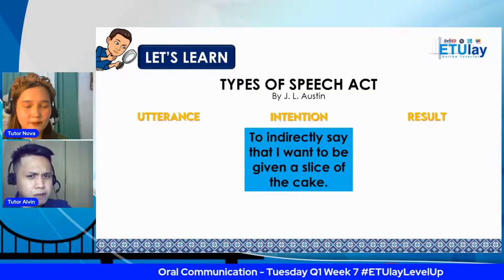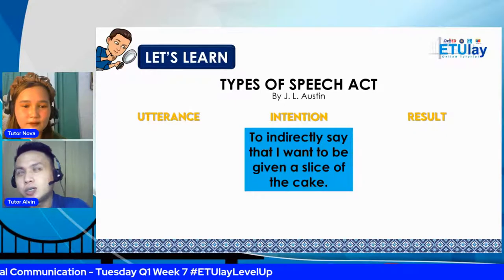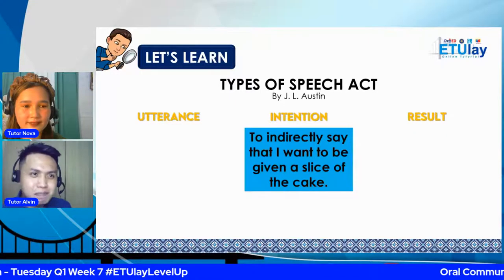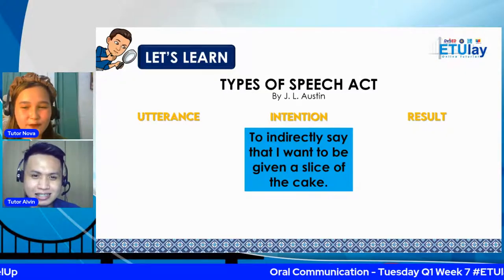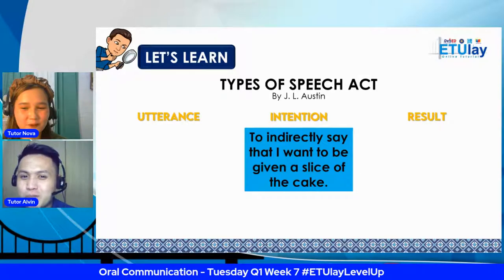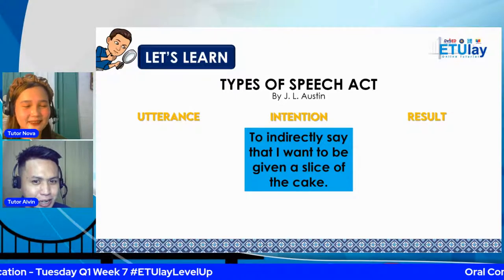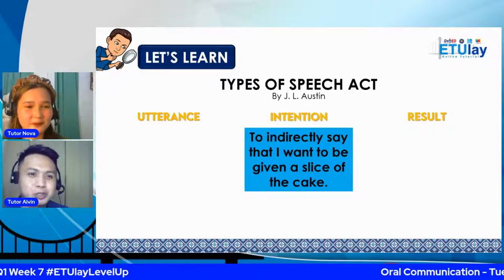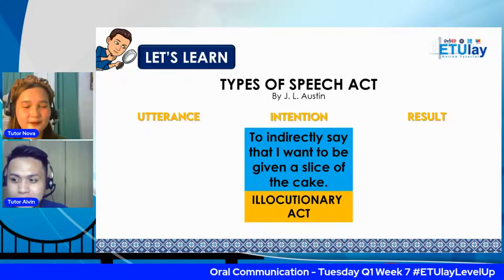What if your intention now is, example, this is the context, you saw your classmate, ang baon niya is a cake, no? Ooh, tapos favorite mo yung cake. And gusto mo yon, okay? Gusto mong bigyan kanya ng slice, a slice of that cake. So, yun ang gusto mo mangyari ngayon. So, yun ang intention mo. So, that is the illocutionary act, di ba?